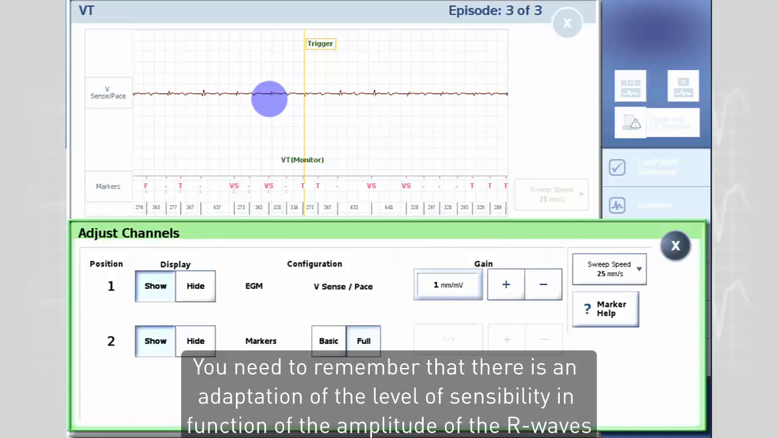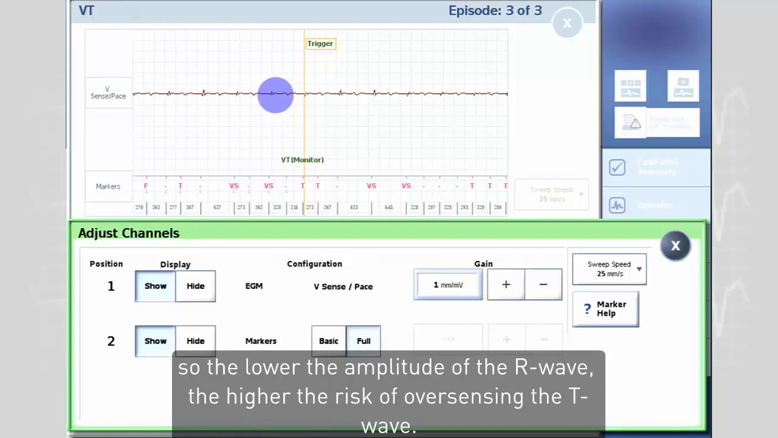You need to remember that there is an adaptation of the level of sensitivity in function of the amplitude of the R waves, so the lower the amplitude of the R wave, the higher the risk of oversensing the T wave.